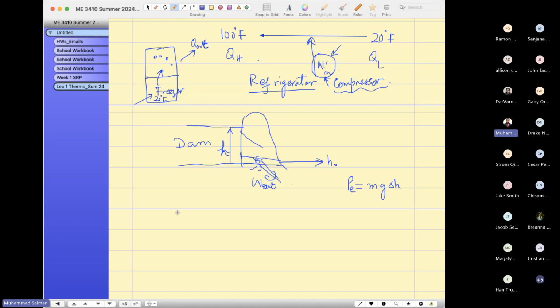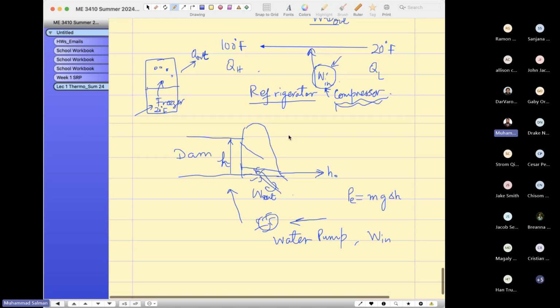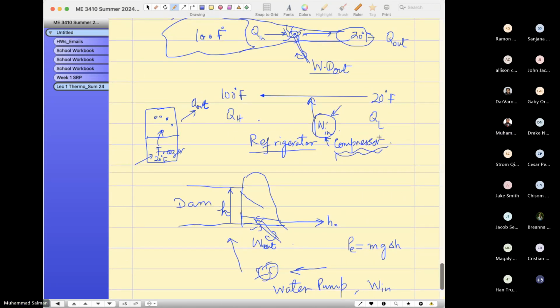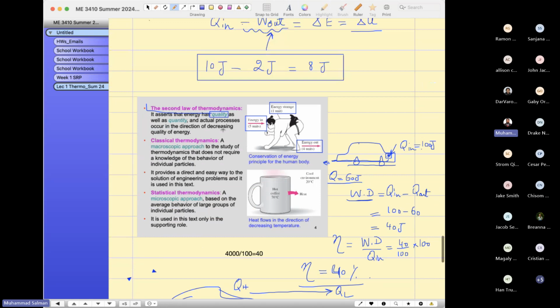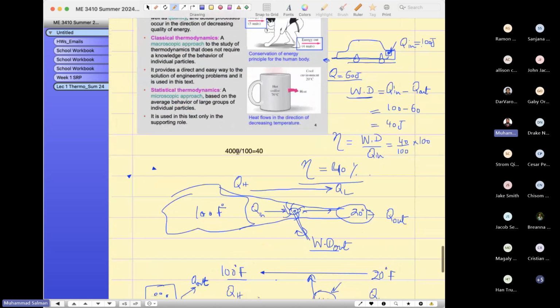But now, if I want to move the water from the low elevation to the high elevation, you must have a device known as a water pump. The water pump is the work input. It is just like a compressor to let the heat flow in the unnatural way. Unnatural way means from the evaporator to the condenser, or from the low temperature reservoir to the high temperature reservoir. This is the second law. You will study more when the time comes.